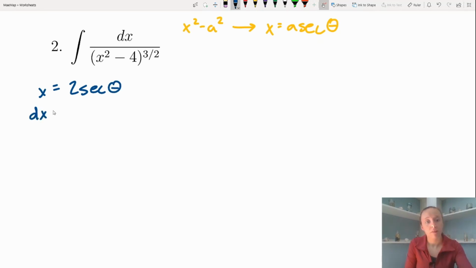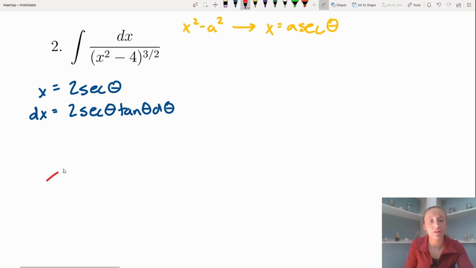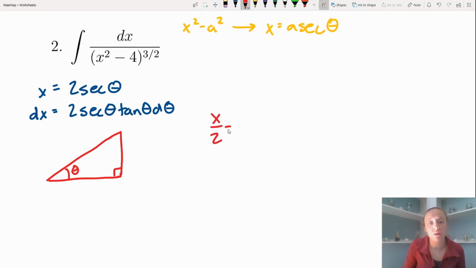Next, dx, that's going to be 2 secant of theta tangent of theta d theta. That's taking the derivative of 2 secant of theta. Now I'll set up my triangle. So here's theta, and I have x equals 2 secant of theta. That means that x over 2 equals secant of theta.